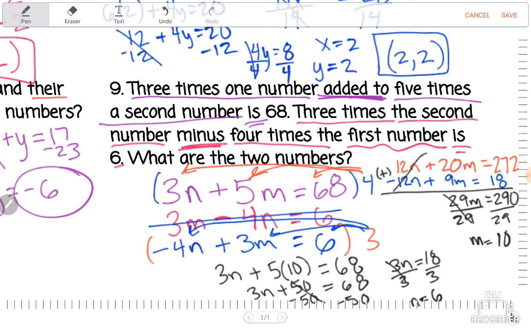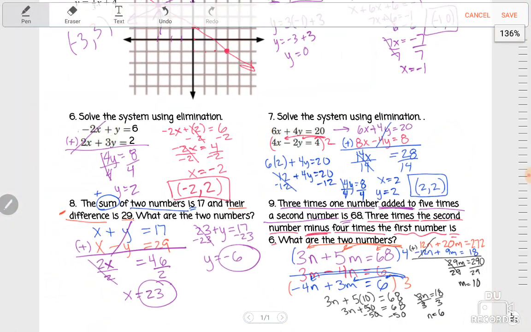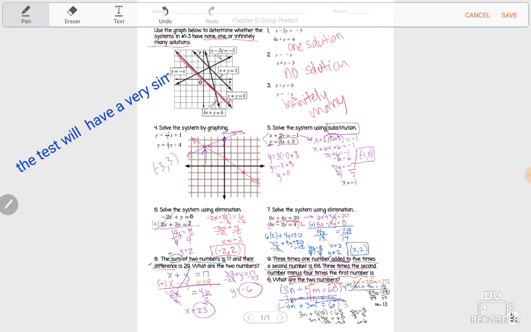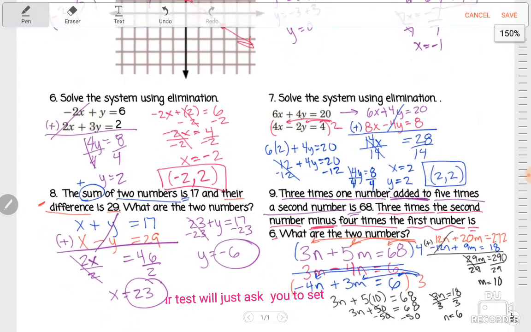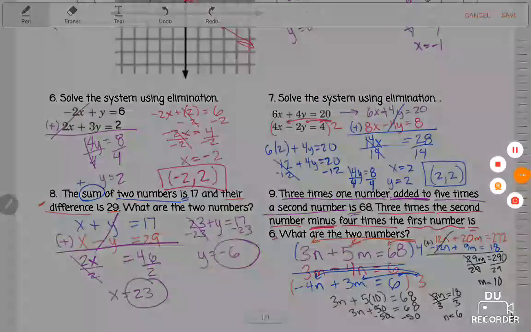Alright, so I hope that this is helpful if you are trying to review and study for the test. Feel free, of course, to go back and rewatch. Remember that your test is going to be formatted in a very similar way to this, so very similar questions. The last two you will not have to solve, it'll just be setting it up, so figuring out the two equations. Alright, good luck. Thanks.